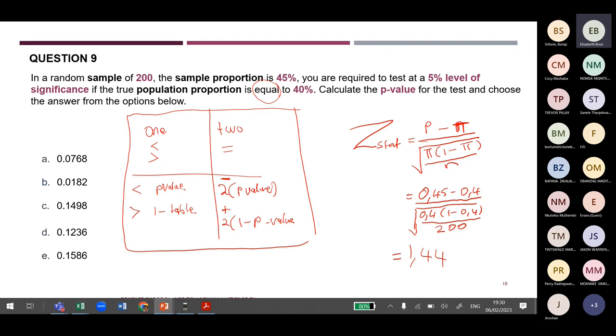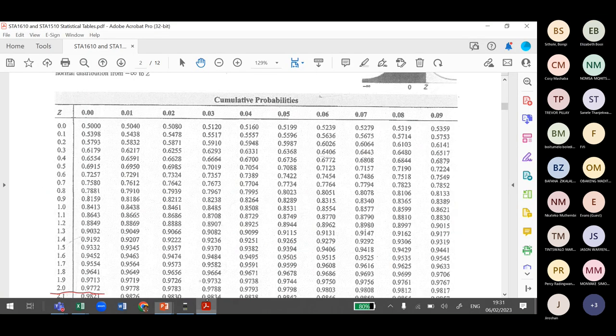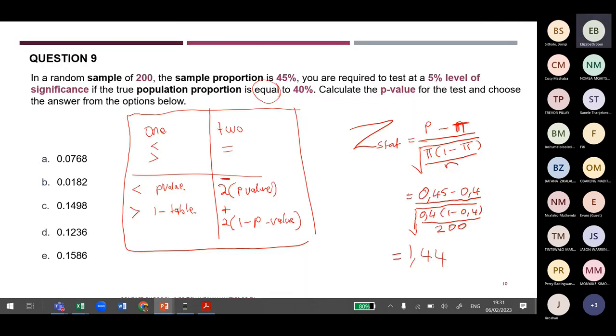Now, the answer there, is it positive or negative? This needs to guide you. The Z test there is positive. So, if it's positive, we're going to the positive side of the table, and we're going to look for 1.44, where they both meet. That is the value we are looking for, but that's not the answer. It's 0.9251. Come here, and we say 2 times 1 minus 0.9251. And that will give you your p-value.